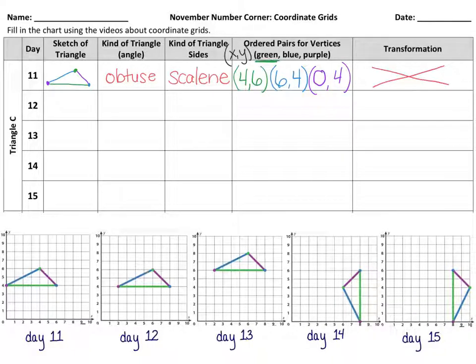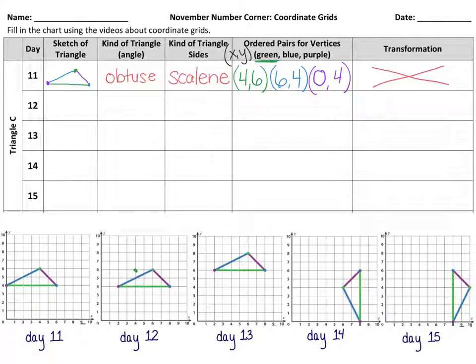Alright, to begin to find the transformation of the shapes over the course of the 5 days, we first need to plot the ordered pairs from day 11 on the day 12 coordinate grid so that we can see which way it has moved. So I'm going to start with my green ordered pair. It was at 4, 6. So I'm going to start at 4 and go up until I get to 6. So my green ordered pair started here at 4, 6.